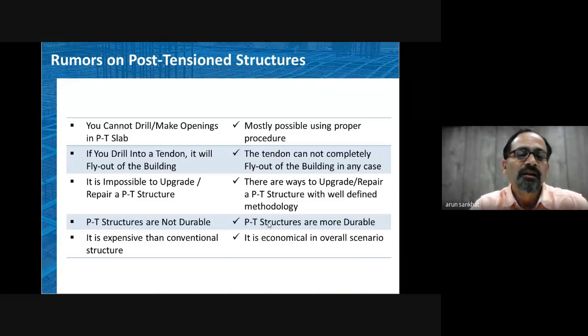It is impossible to upgrade or repair a PT structure. There are ways to upgrade and repair a PT structure with a well-defined methodology. The only thing is we need to make sure about all the things while working out the methodology. PT structures are not durable, although PT structures are in fact more durable. As we see, we have stress control, deflection control, crack control. Also, we have an encapsulated PT system, which is proven against atmospheric actions and corrosion.